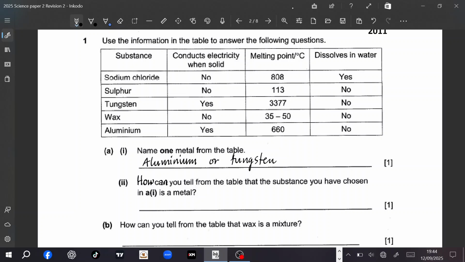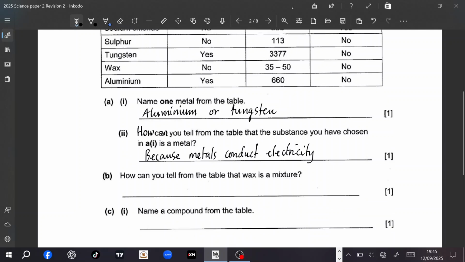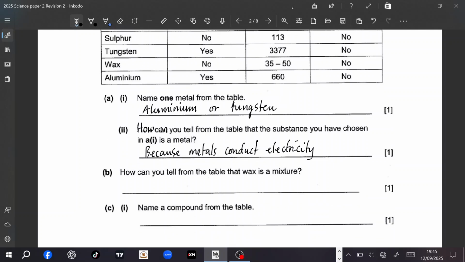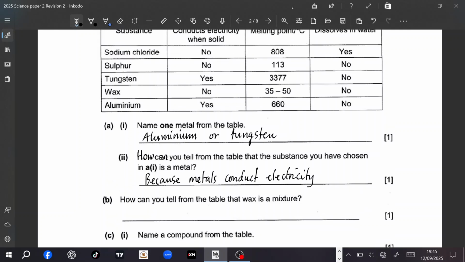So you can say, because metals conduct electricity. Just put it like that, it will be fine. Then we come to B. How can you tell from the table that wax is a mixture? So here is wax, and they're saying it is a mixture. Now from the table, how can we tell that wax is a mixture?